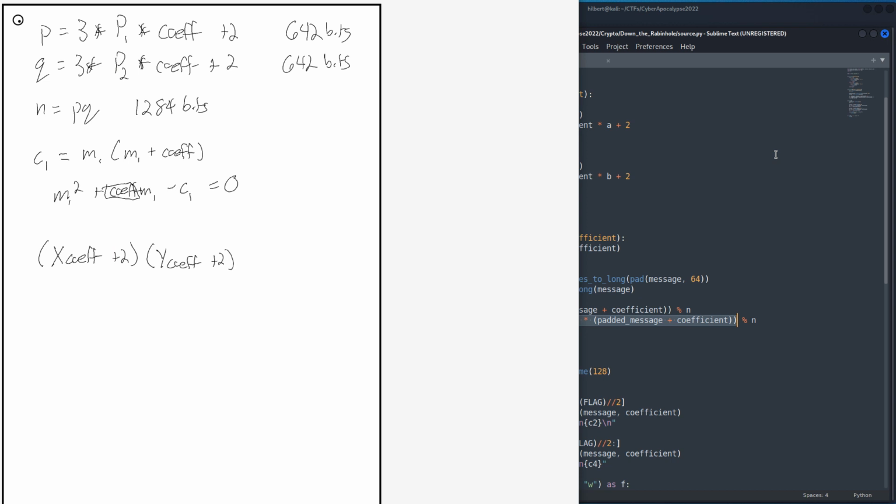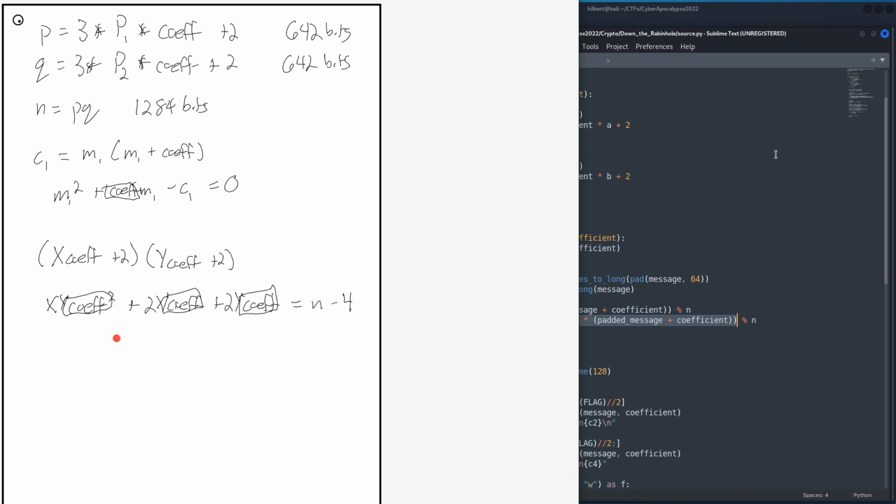And so n is the product of these two numbers, so we can just FOIL this out, and we get xy times the coefficient squared plus 2x times the coefficient plus 2y times the coefficient plus 4 is equal to n. If we just subtract 4 from both sides of this equation, we get n minus 4. And then if we look here, every term on the left-hand side of this equation has a factor of the coefficient in it.